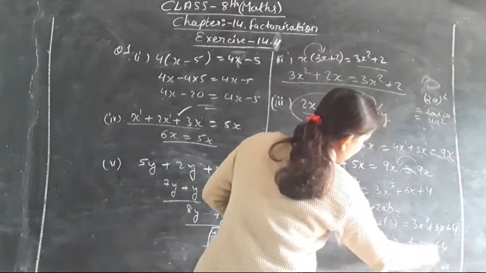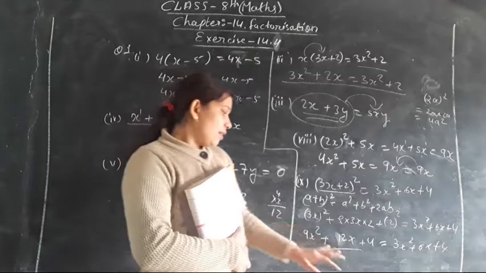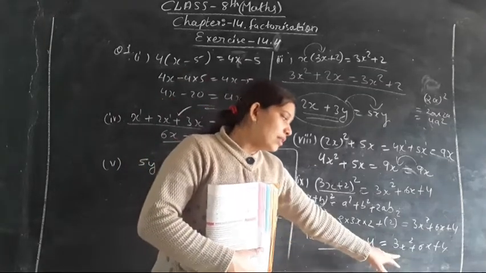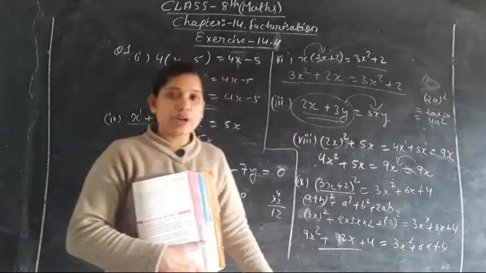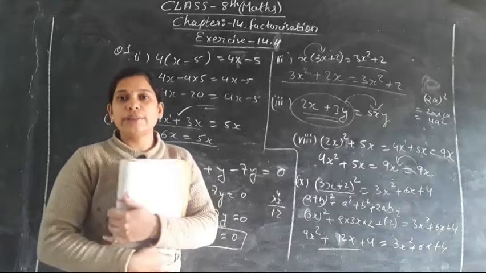So what is the mathematical error in this? The mathematical error is 12x. As we can see, 9x square plus 12x plus 4 will not be equal to 3x square plus 6x plus 4. Hence the mathematical error is that (3x + 2) the whole square is not equal to that.